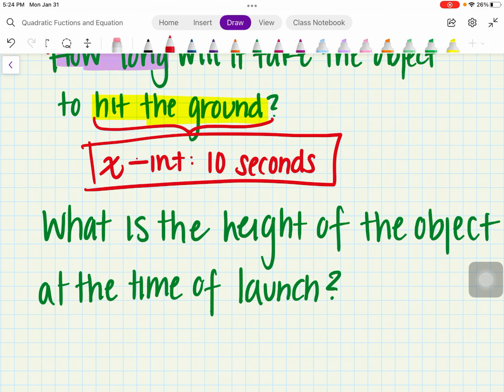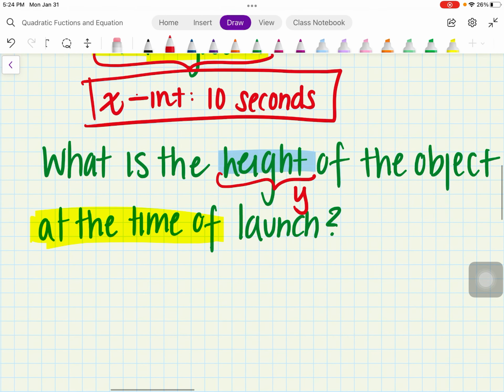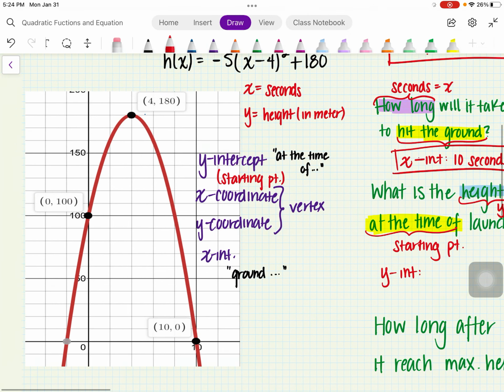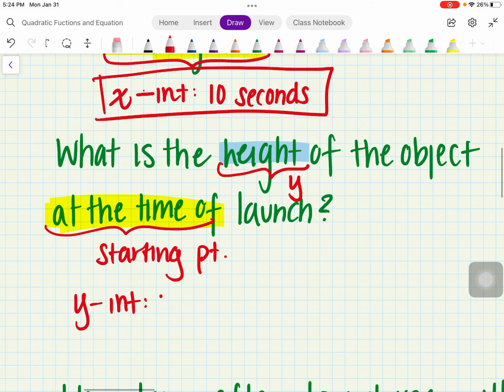And we have, what is the height of the object at the time of launch? So key words, guys, are height, and then the phrase at the time of. Once again, guys, here height represents either X or Y. And in this case, it actually represents Y. Now, they are mentioning at the time of, which does represent the starting point. So the only Y value in this case that represents our starting point is our Y-intercept. So if we take a look at the graph, that is actually going to be 100 meters.